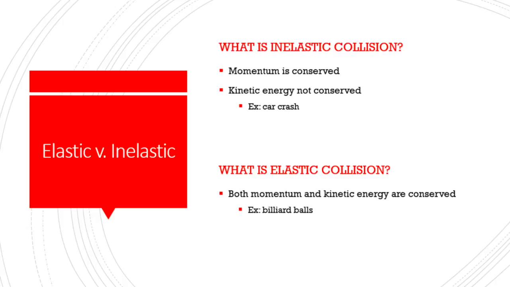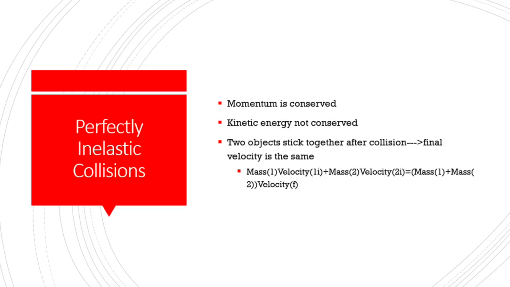Inelastic collisions are when momentum is conserved, but the kinetic energy is not. It's like when a car crashes, the kinetic energy is lost in sound and crunching metal. Elastic collisions are when both momentum and kinetic energy are conserved. An example of this would be pool balls, which you'll see in an example later on in the video.